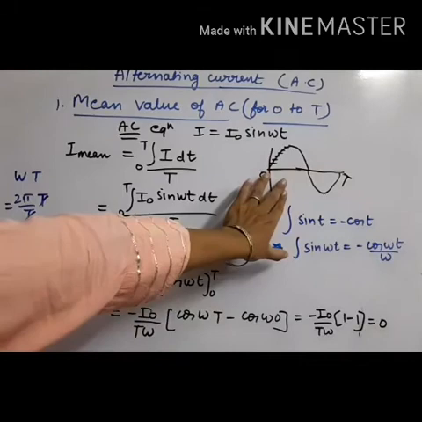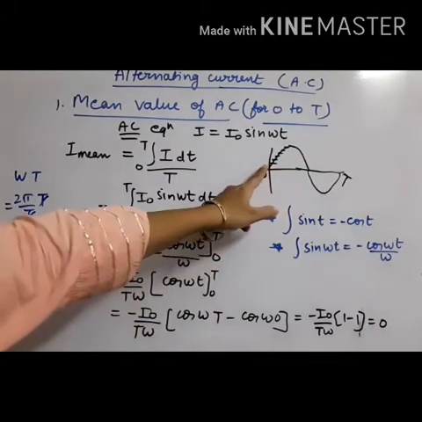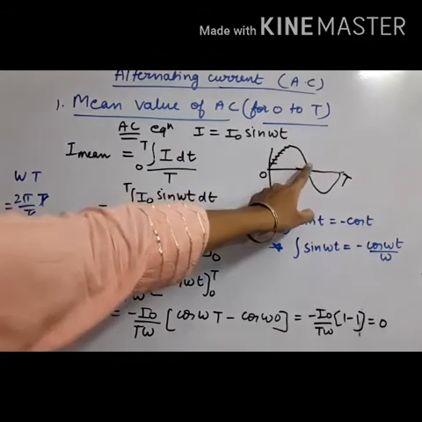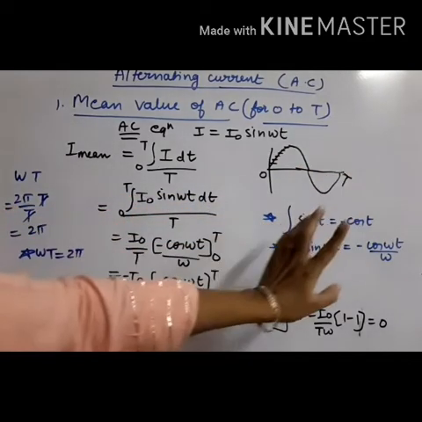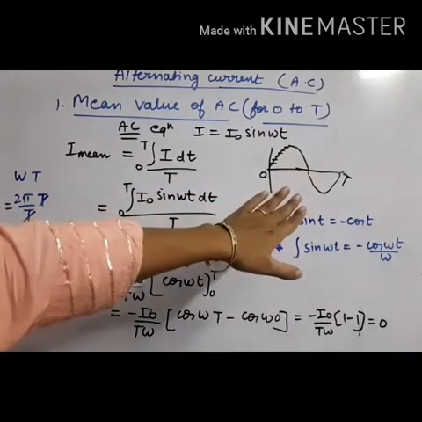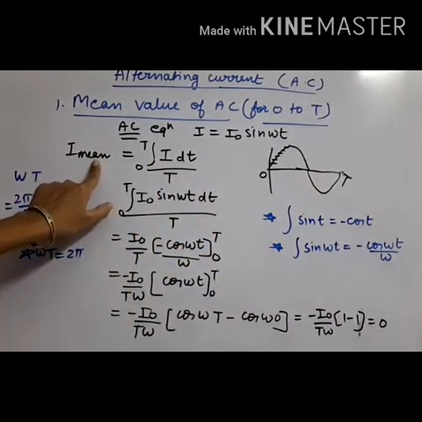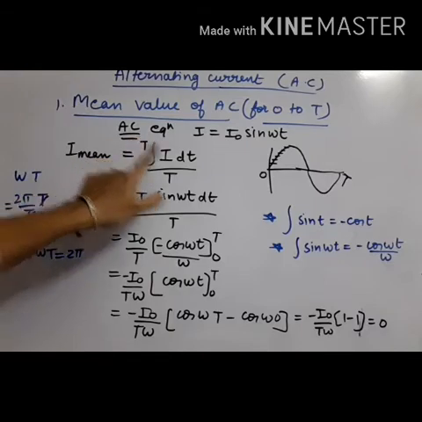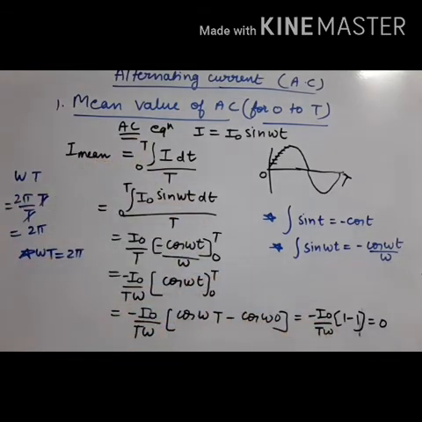And you can justify it also because in AC, whatever number of positive values of the current are there, the same number of negative values are also there. That's why negative and positive values cancel each other. So when we calculate the mean value of AC from 0 to T for the full time interval, the mean answer comes out to be 0.